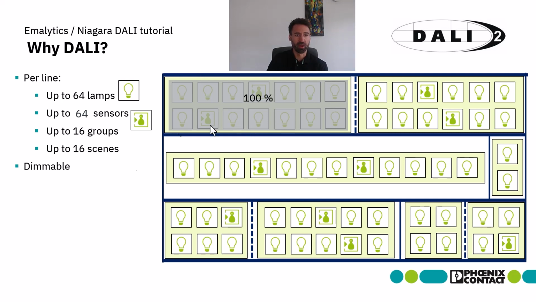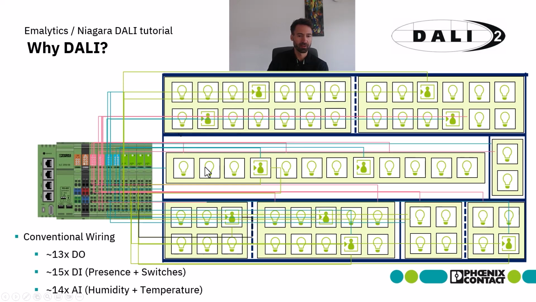Of course, a big benefit of DALI is the wiring. Within this slide, we see a conventional wiring where we have to implement roundabout 13 digital outputs, 15 digital inputs, including switches and presence sensors, and also 14 analog inputs for humidity and temperature. Of course, this does not have something to do with the light functionality, but DALI can implement those sensors as well.